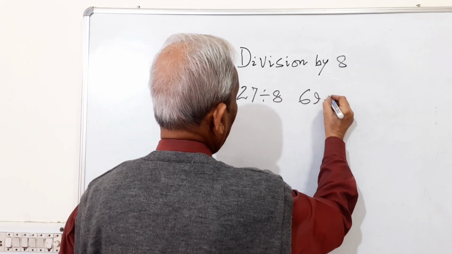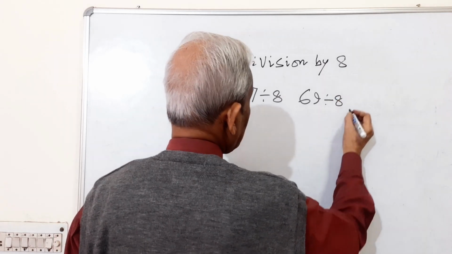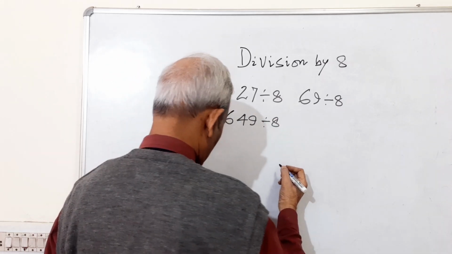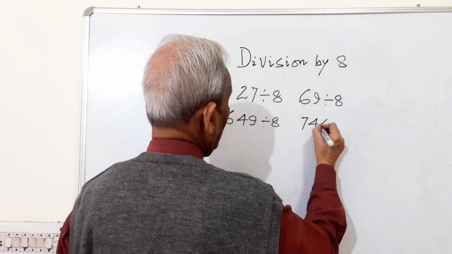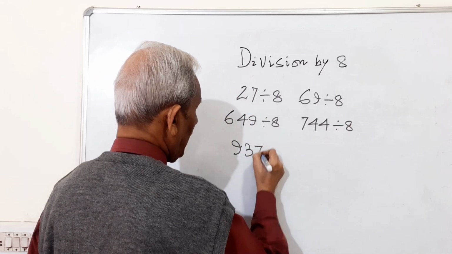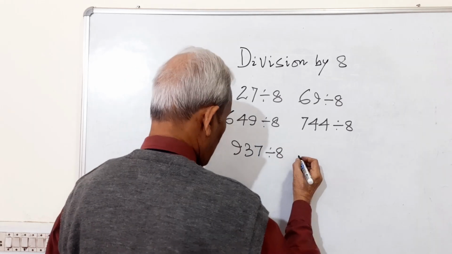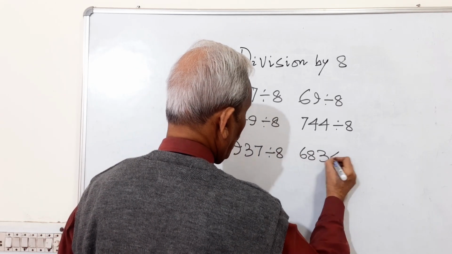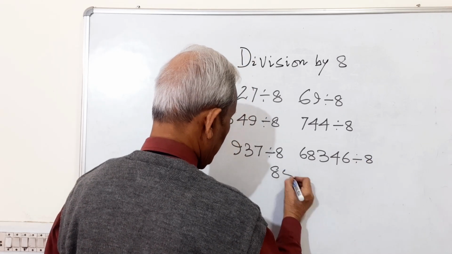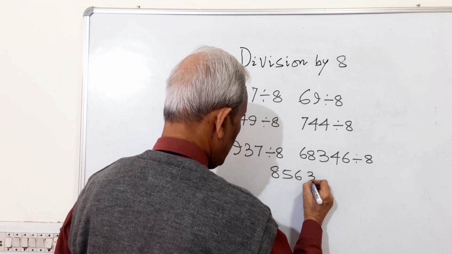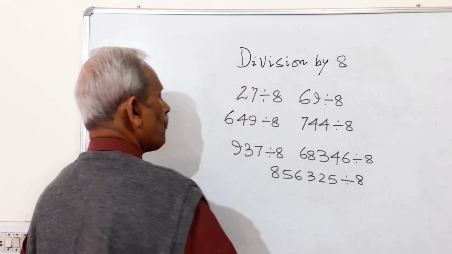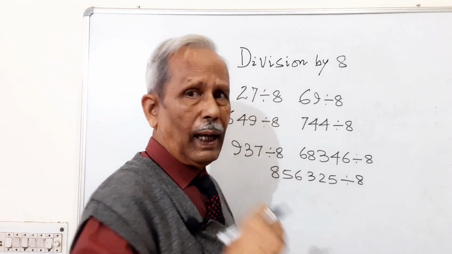69 divided by 8, 649 divided by 8, 744 divided by 8, 937 divided by 8, 68346 divided by 8, and 85325 divided by 8. So I have given you 7 questions as your exercise.